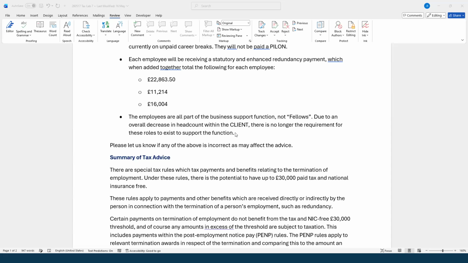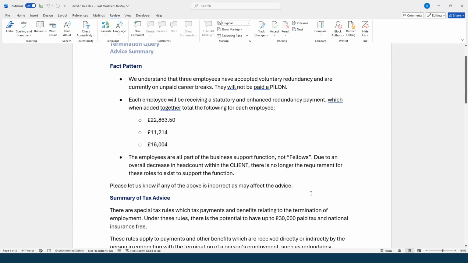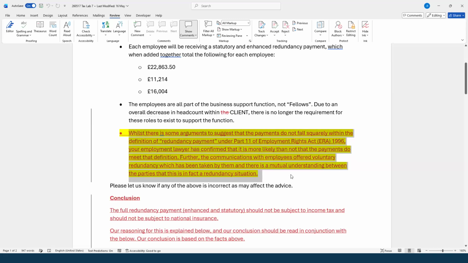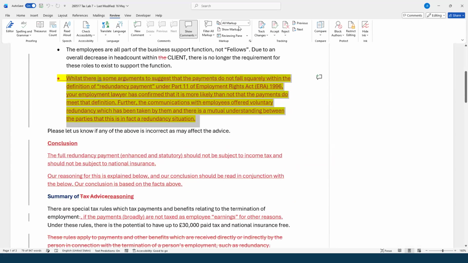I'll just summarize super quickly what I basically said before. There's this fact pattern here that was put in by the manager that drafted this advice. The only bit that was really changed or added by the review stage was an extra point, because the advice depended on a very important technical point, and it wasn't actually a tax technical point. It was more an employment law technical point. The whole advice depended on whether or not these payments were considered redundancy payments under a particular definition. So this was added into the fact pattern because if the client disagreed with that fact, they need to let us know because it would have changed the advice.